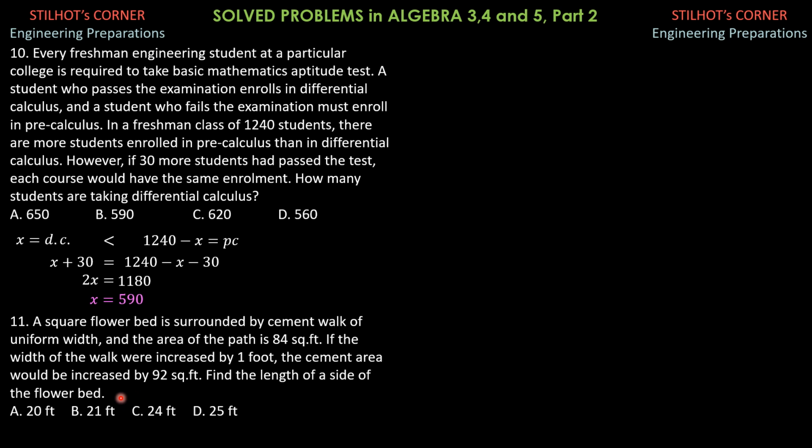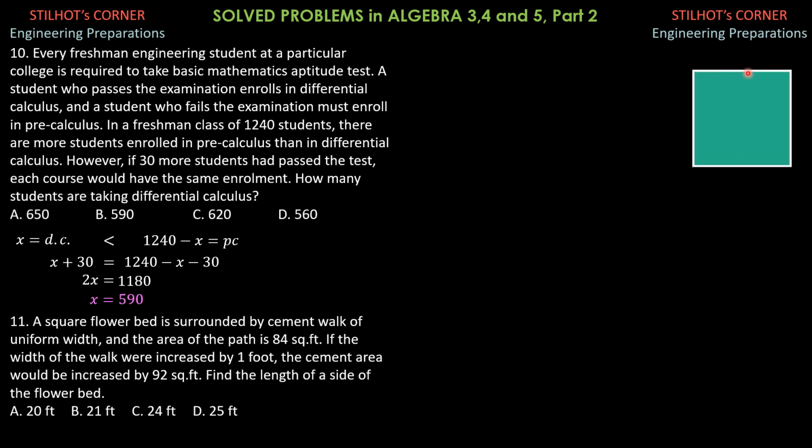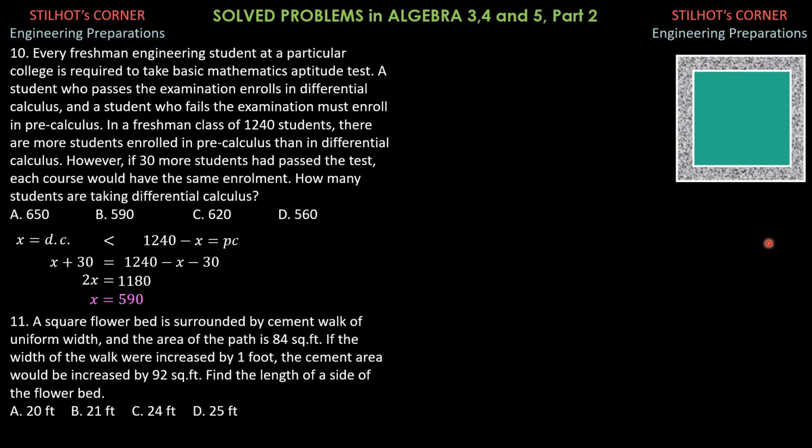Find the length of a side of the flower bed. To help analyze this problem, let's have the figure as our guide. This is the flower bed, which is square, and it is surrounded by a cement walk as shown. We will call the width of the cement walk, which is uniform, x. We will also call the dimension of the square flower bed e, and we're looking for e.